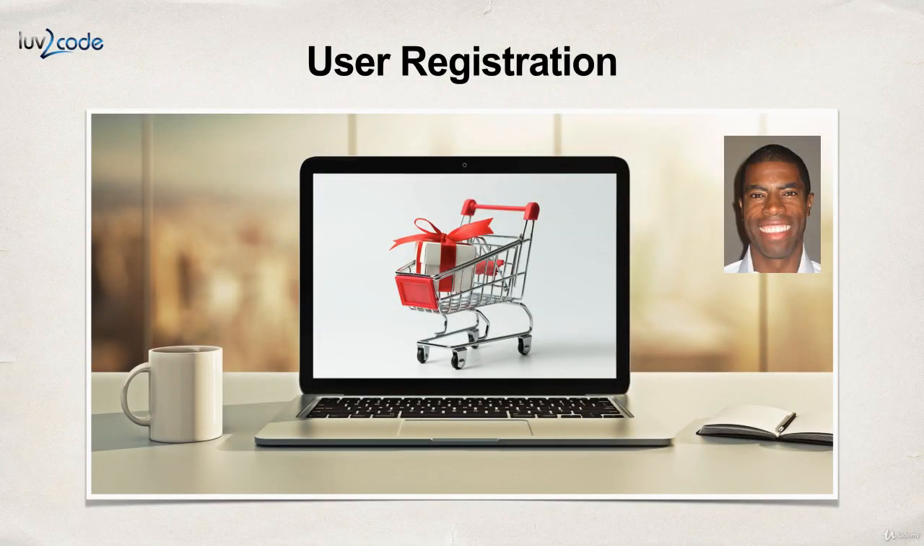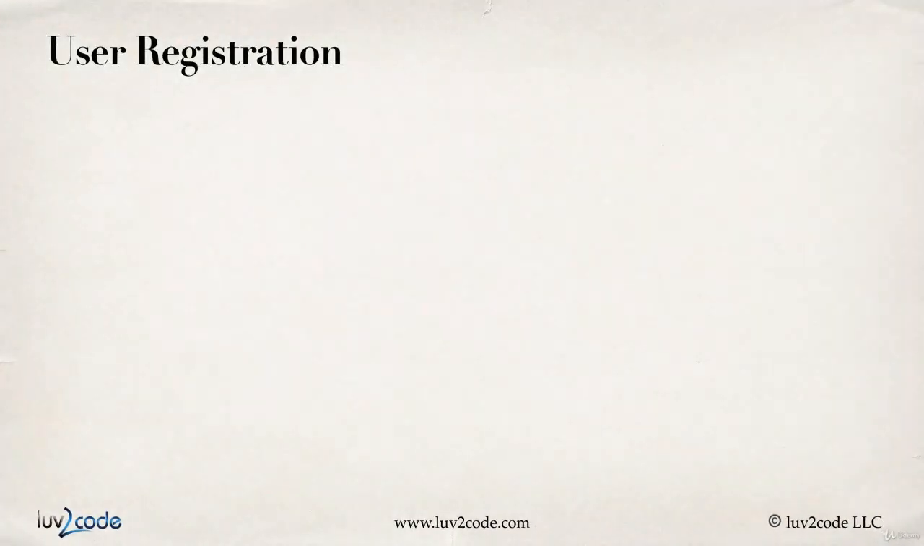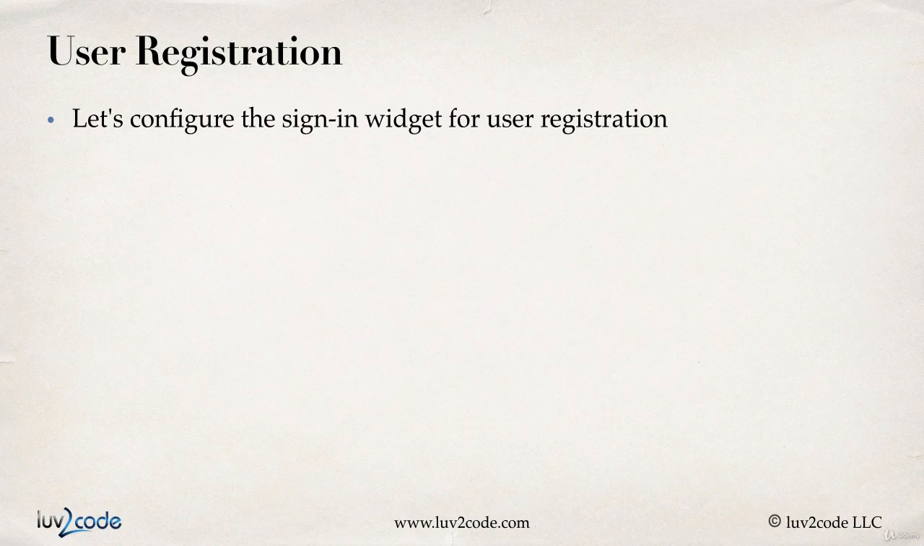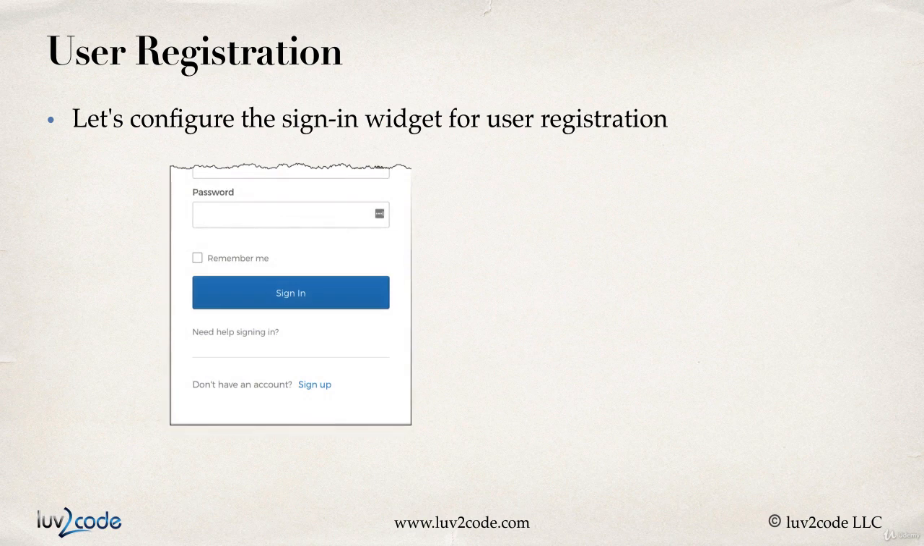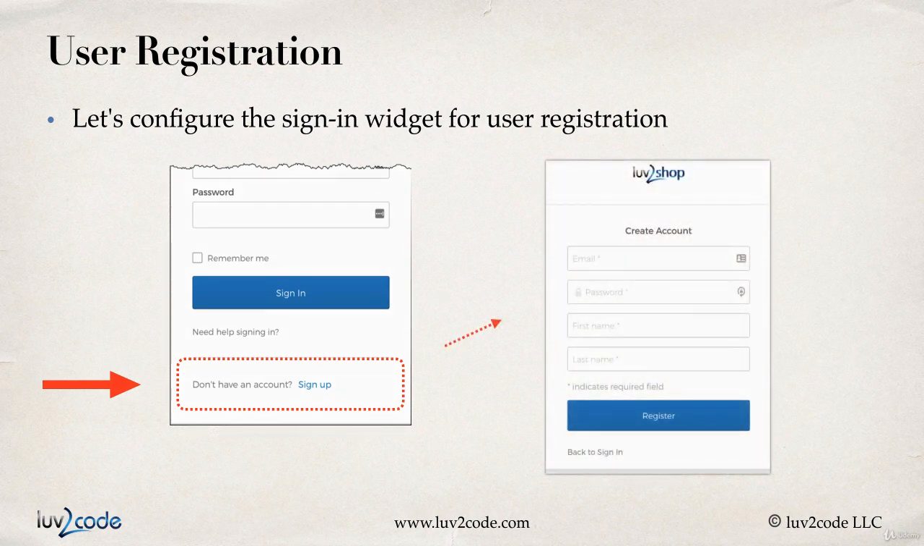In this video, we'll cover user registration. So let's configure the sign-in widget for user registration. We'll have our page and we'll have this new entry here at the bottom. Don't have an account? Sign up. They click the link to sign up and then we'll give them this form. They can give their email address, password, first name and last name, and then they can register.